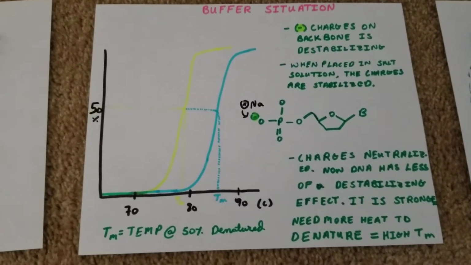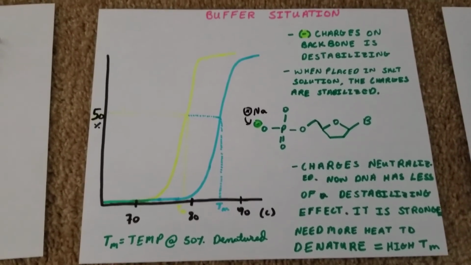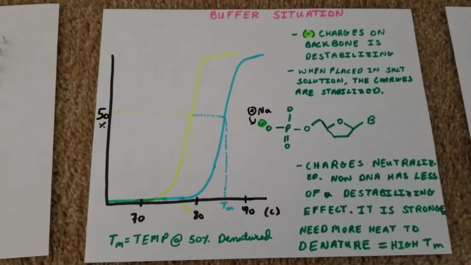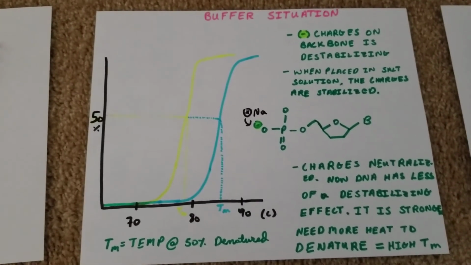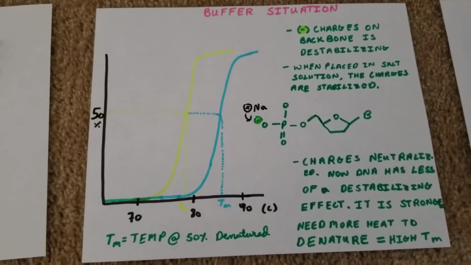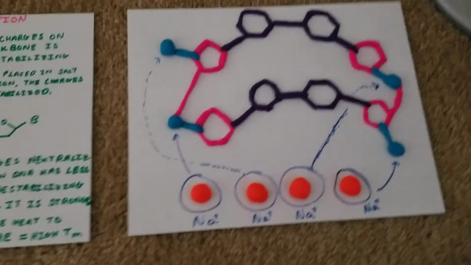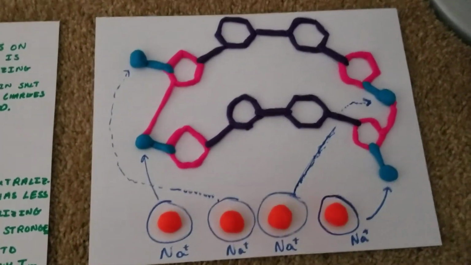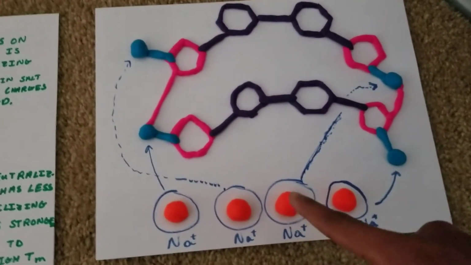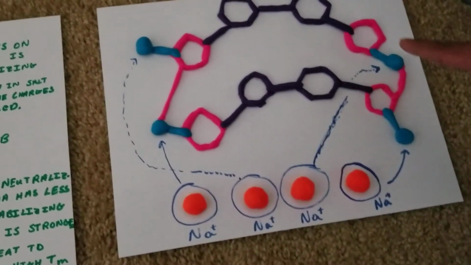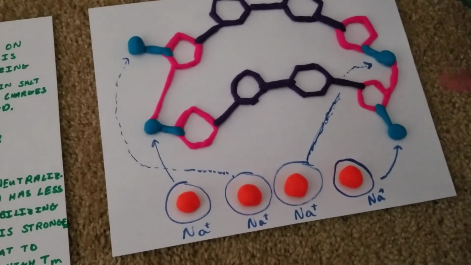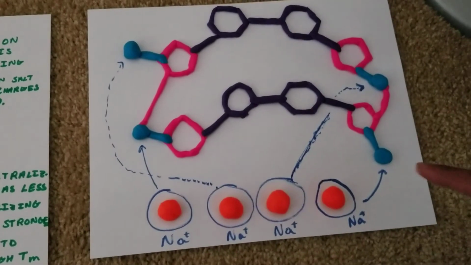Tm is the temperature where 50% of the DNA is denatured. So when placed in a salt solution, the DNA would require a higher Tm to denature, as shown in the chart provided. Here we can see how the Na, the salt, is attaching to the phosphate groups, which are negative, and that is how the charges get neutralized.